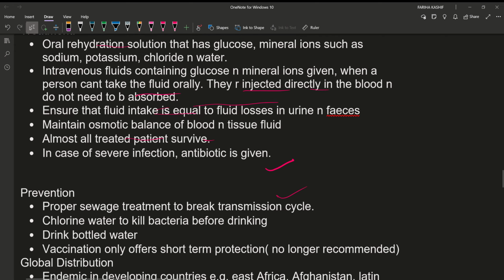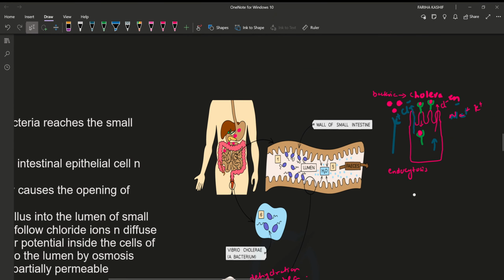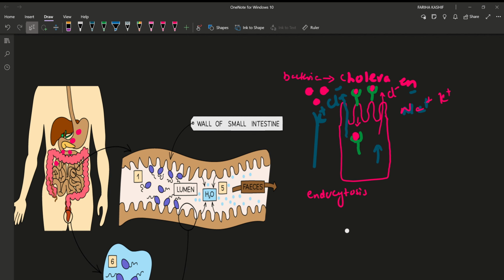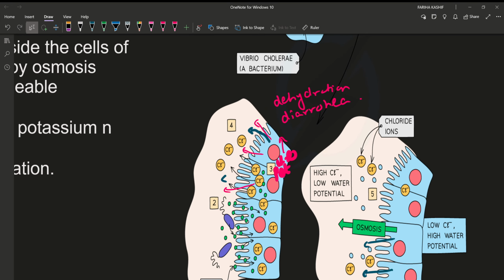Clear? Now, as far as O level is concerned, you don't need to know about choleragen. Just know that the bacteria will penetrate inside the epithelial cell, and then the chloride ions will move out of the epithelial cell along with potassium and sodium ions, due to which the water potential of the epithelial cell will increase, which causes the loss of a lot of water plus mineral ions, and this causes diarrhea.